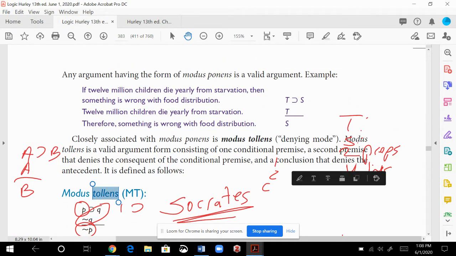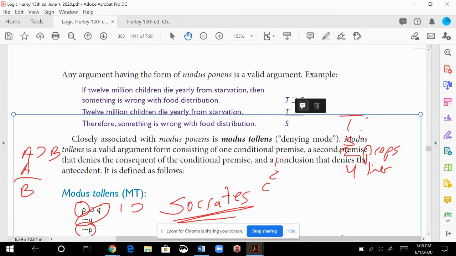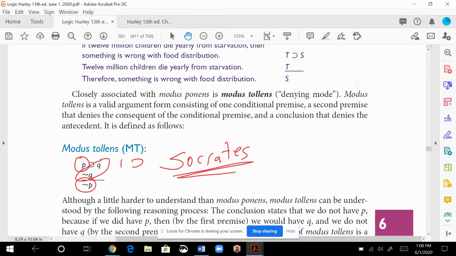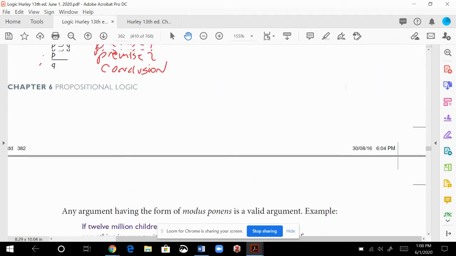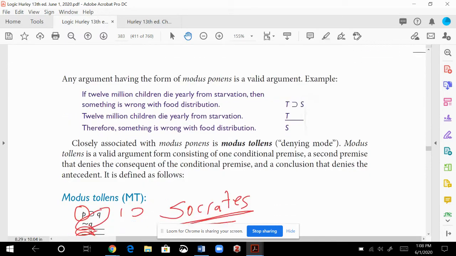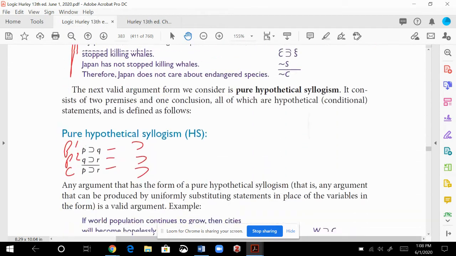Let me see. I feel like I can get rid of, there it is. Yes, I did it. I got rid of that previous inked out stuff.